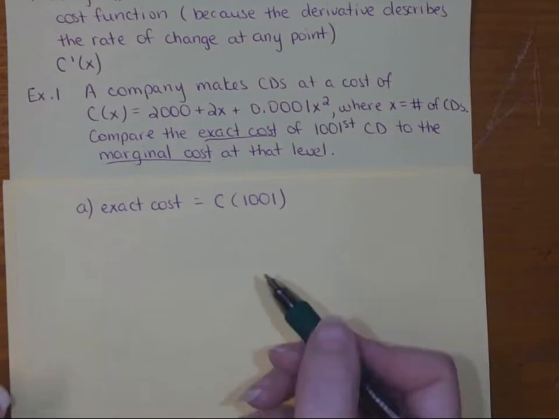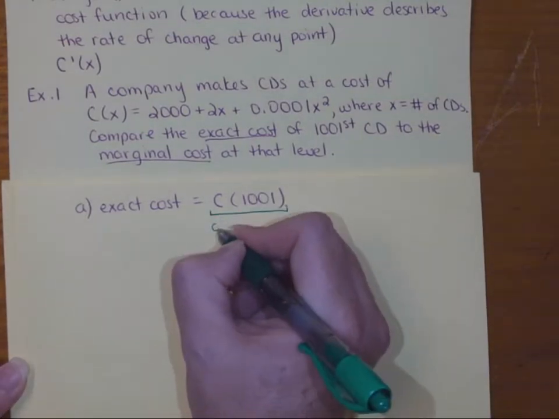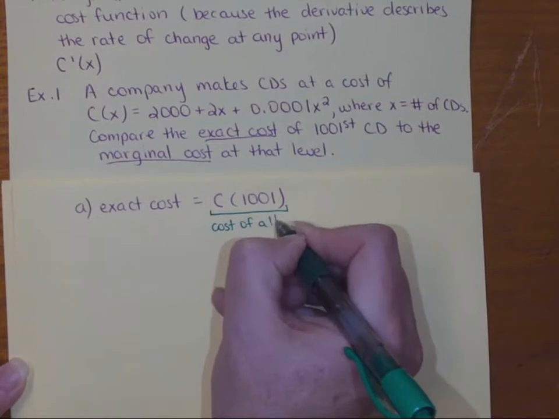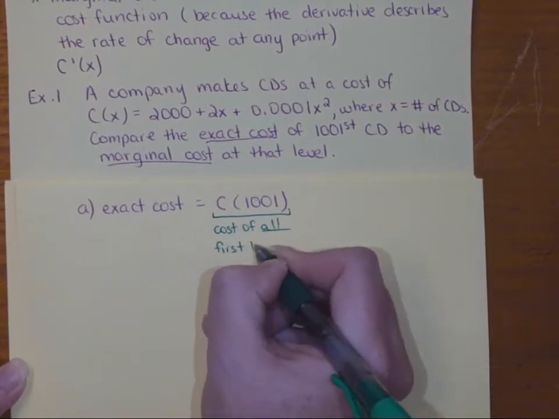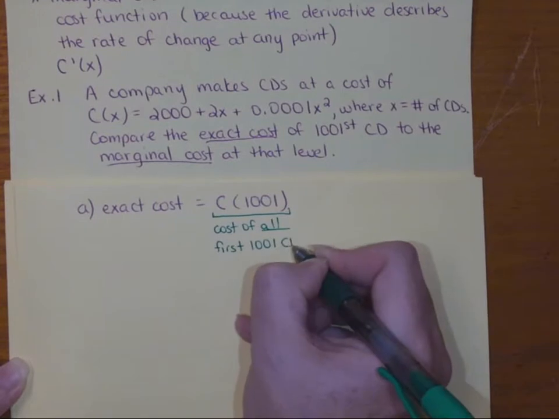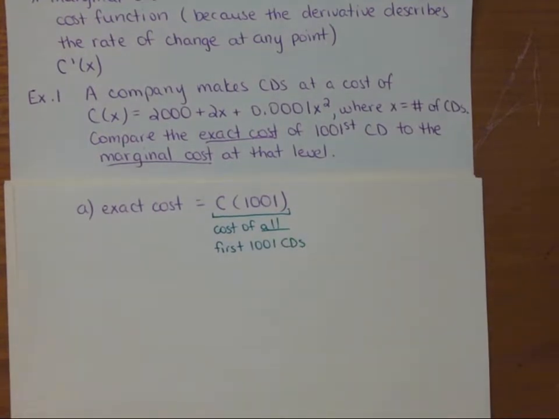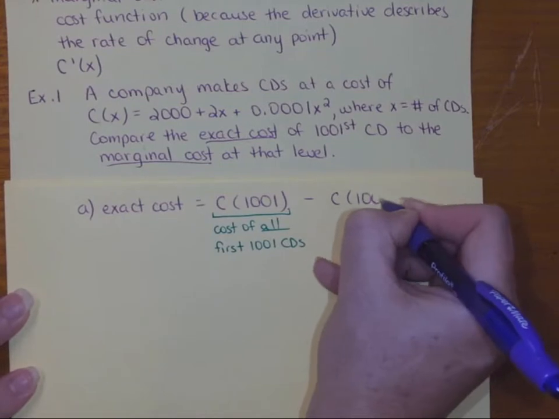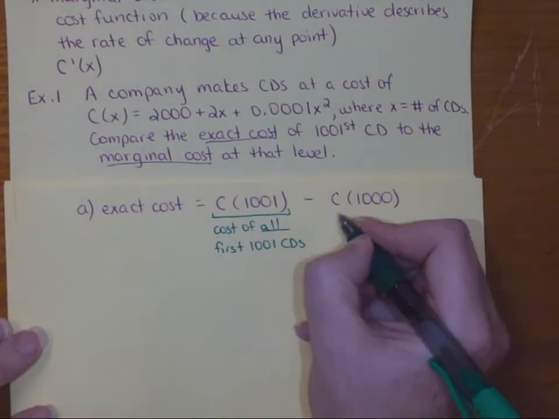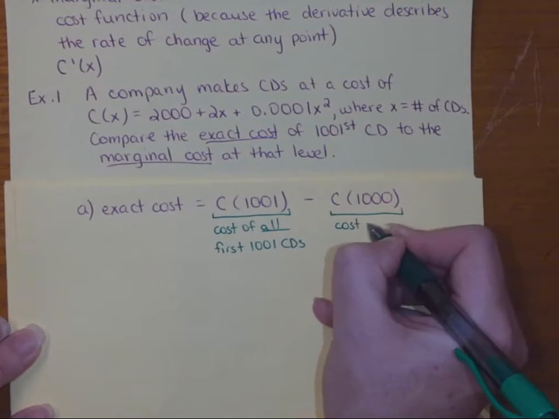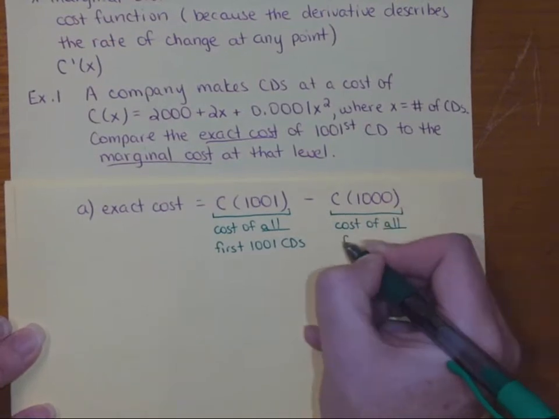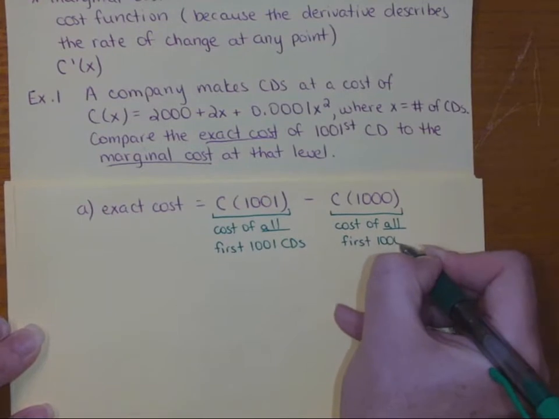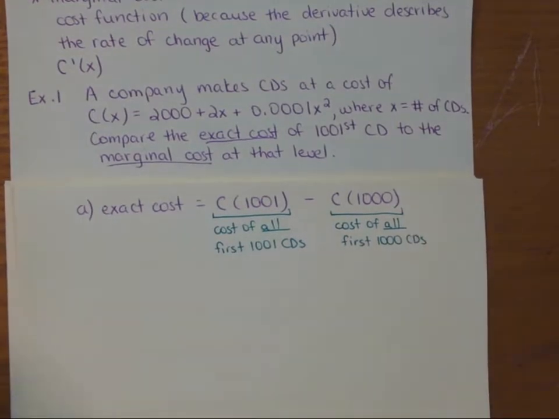Okay, let's talk about what that means though. C of 1,001 means the cost of all the first 1,001 CDs. Notice I don't want items 1 through 1,001. I only want the 1,001st one. So notice if I subtracted off C of 1,000, then it would take away the first 1,000 that I don't really care about, because this would be the cost of all the first 1,000 CDs. And the only one that would remain after I subtracted would be the 1,001st exactly.